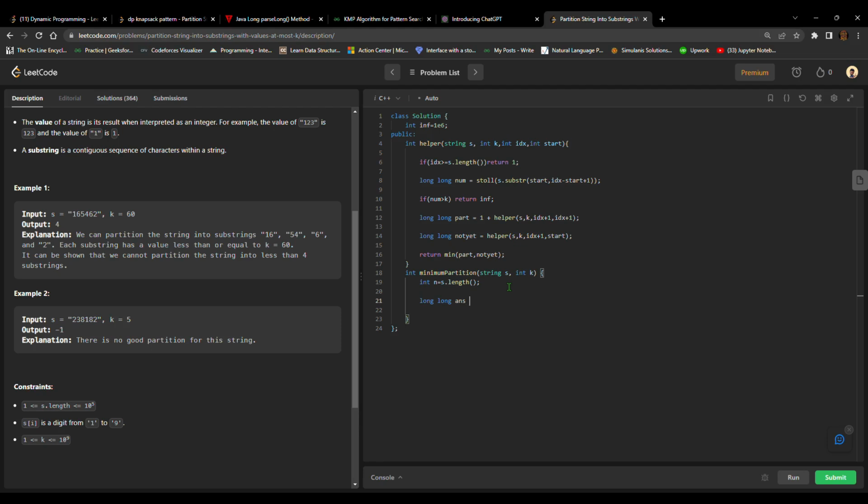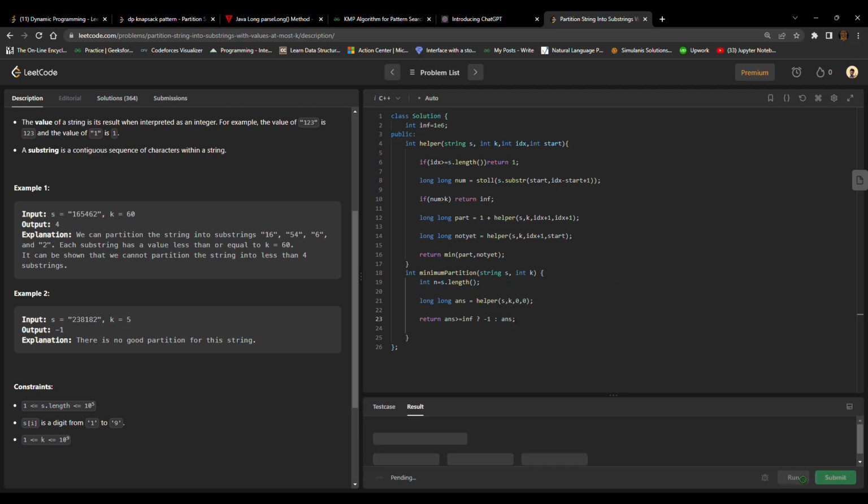function in a variable named answer, and we would be saying that just call for the helper function, pass my s, pass my k, pass starting index as 0 and pass index as 0, and then return true if answer is less than infinite, return answer, else return -1. Okay, that is it. I think we are good to go. I think this should not pose any error.